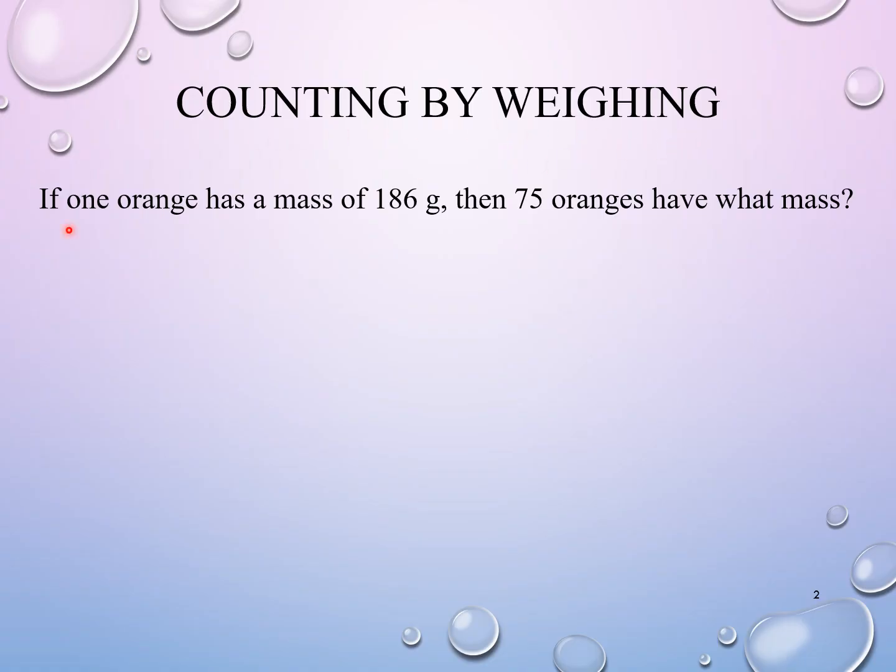Counting by weighing. If one orange has a mass of 186 grams, then 75 oranges have what mass? If you want the mass of 75 oranges and you know each orange is 186 grams, you put 186 grams on the top and one orange on the bottom to cancel out the oranges. So 75 times 186 gives you 13950 grams or 13.95 kilograms. Technically, we would only keep 3 sig figs here, so we could also report this as 14.0 kilograms.